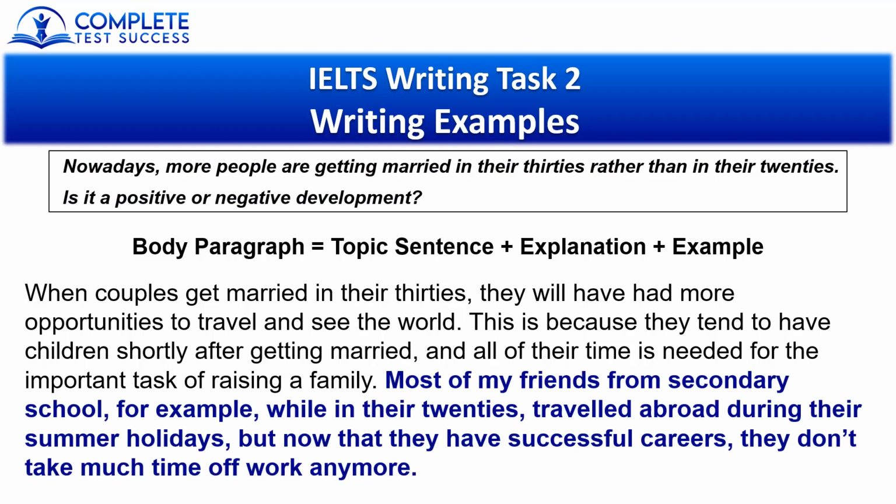So if I said, most of my friends from secondary school, for example, while in their 20s, travelled abroad during their summer holidays, but now that they have successful careers, they don't take much time off work anymore. The problem here is that I'm talking about my main idea, which is about having the opportunity to travel. But the question was about people getting married in their 30s instead of their 20s.